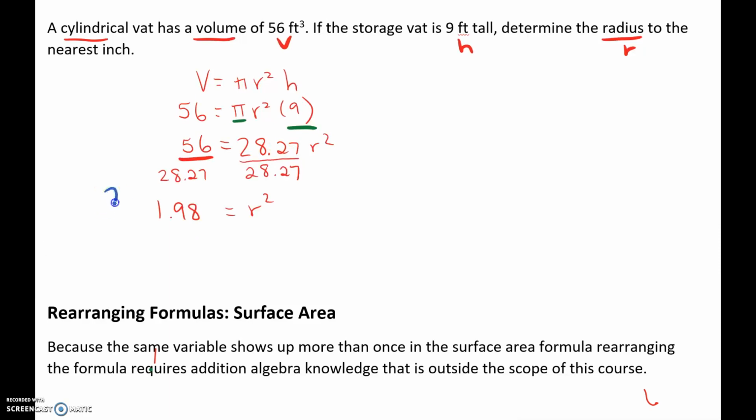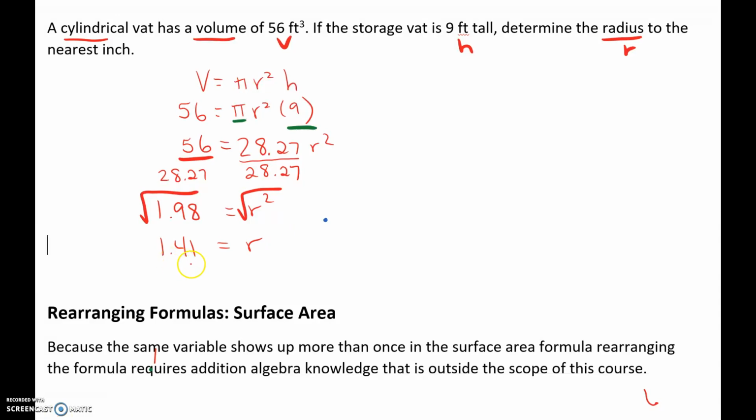Now, how do I finish solving for r if I know r squared? We can change our formula by doing the same thing to both sides. To go from r squared to r, I need to take the square root. I take the square root of both sides and the problem will be solved. So we find out r is equal to the square root of 1.98. So r is equal to 1.41.